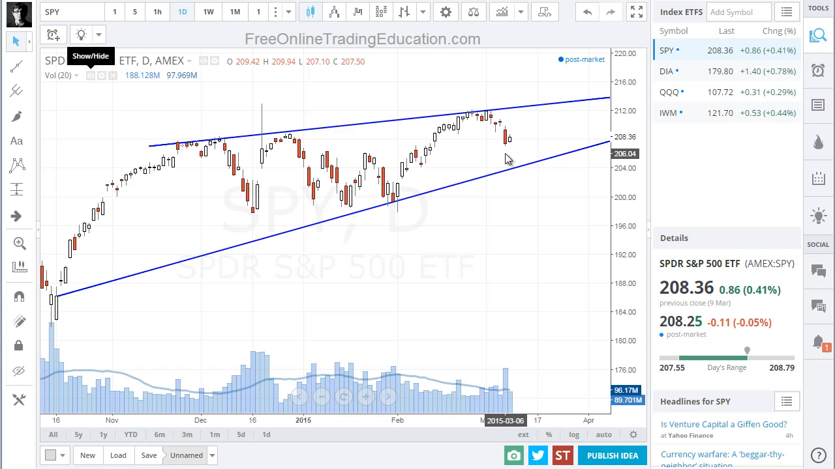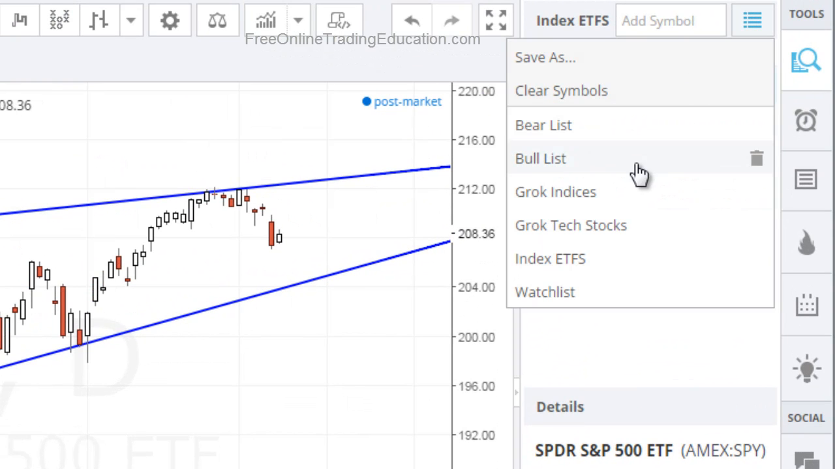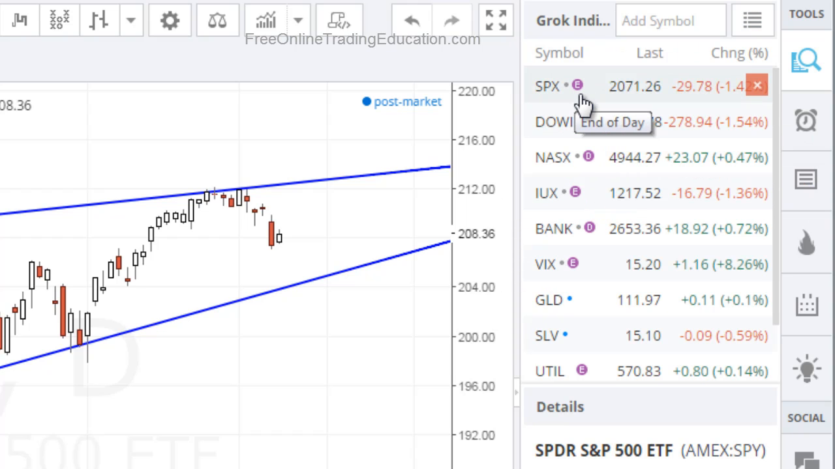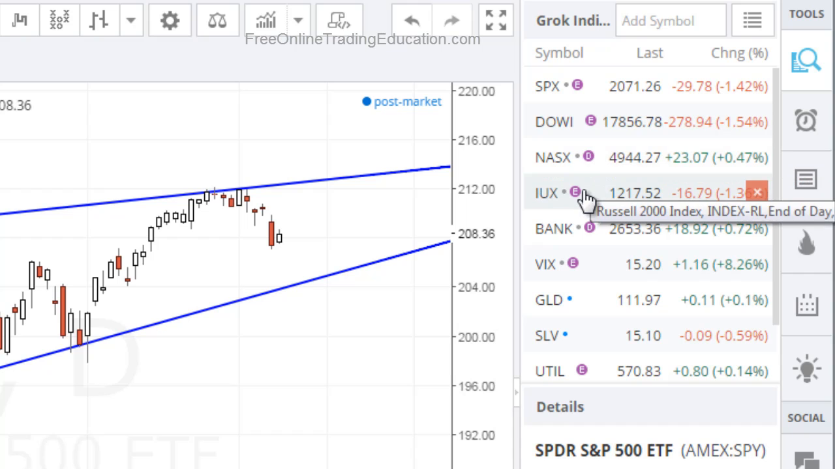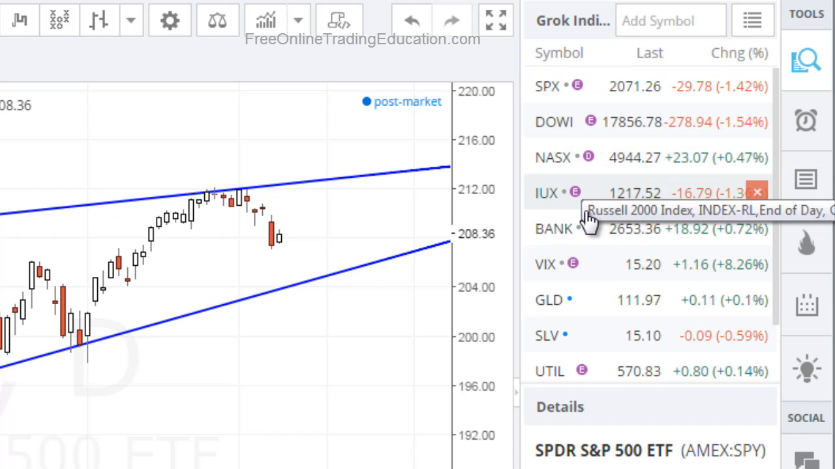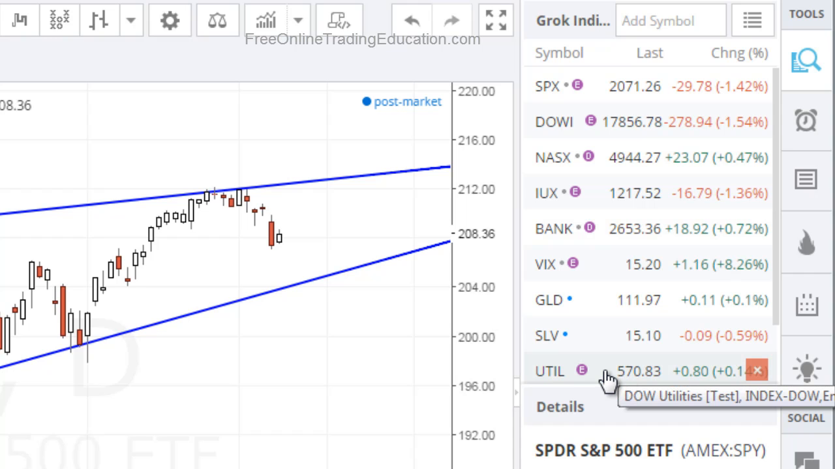Here's why. If I go over here to the indexes, to my Grok indices, that E stands for end of day. So this is all end of day. They haven't got the technology up to speed yet to where you can get the major indices in real time. However, all the stocks are in real time, so much so you can day trade off of them. Very, very good data. But we don't have that for the indices.